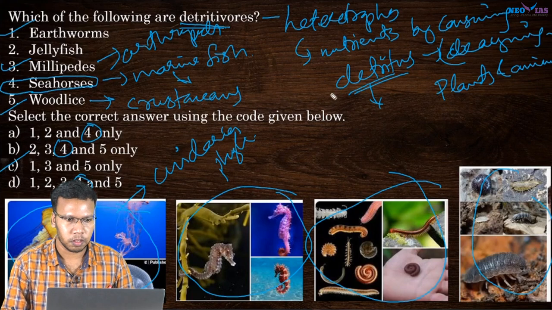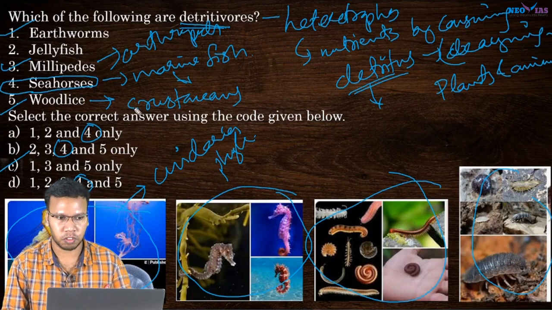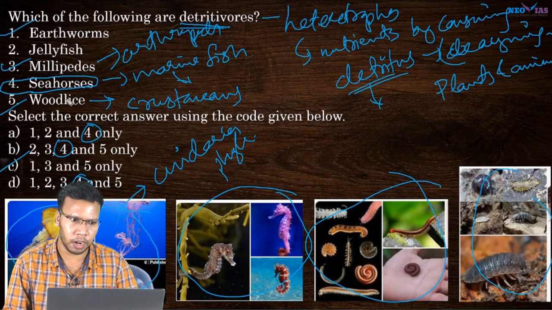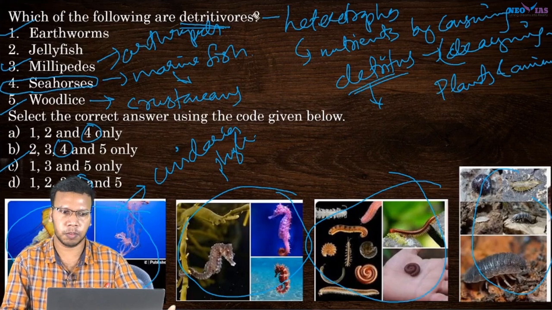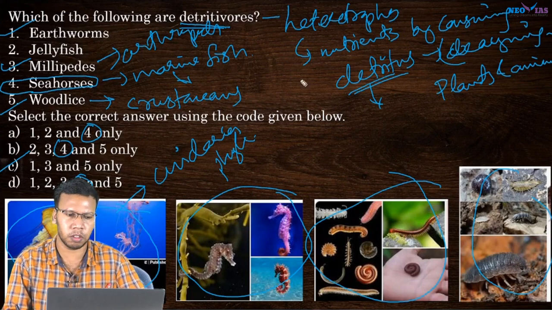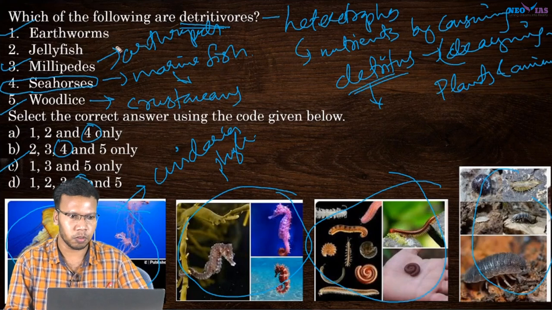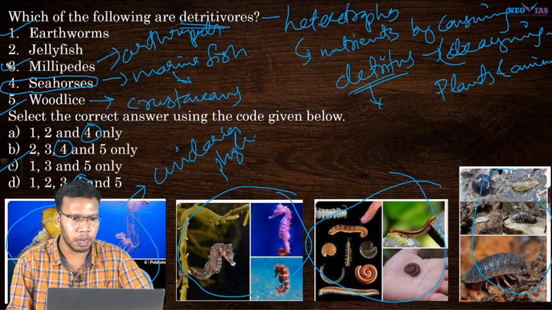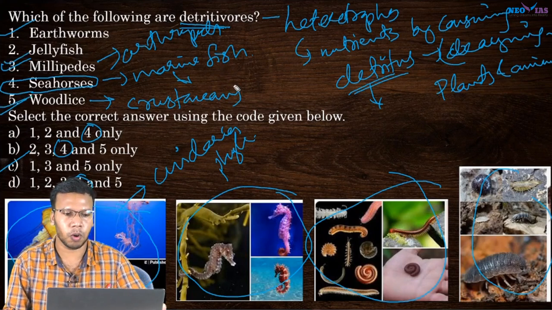Wood lice are mainly found in old woods. That's why they got the name wood lice. We know that wood is dead organic matter, so they feed on dead organic matter, right? So the answer for this question is earthworms, millipedes and wood lice. They are eating dead organic matter. Okay. So that's all for today. Thank you.